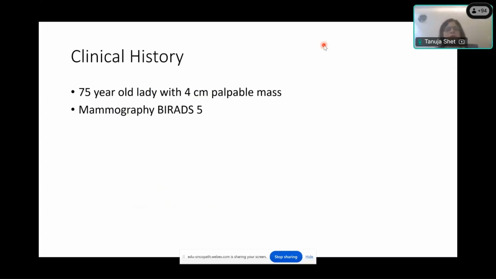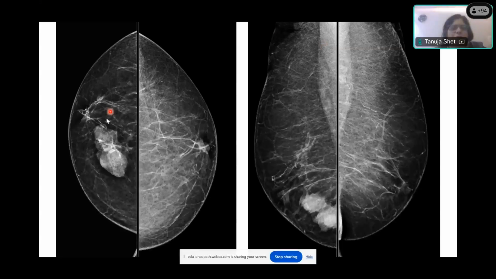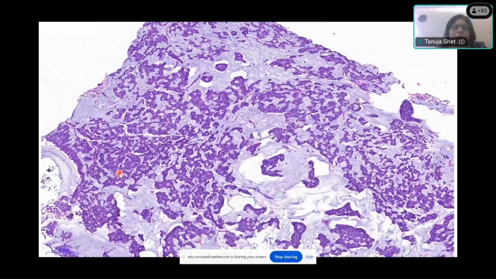So we move on to the second case. It's a 70-year-old lady with a 4 centimeter palpable mass. The mammography is clearly malignant. Now, this is a very unique radiology. What you see is a lobulated mass with varying amounts of intensities. You can see sometimes you have pouches of different intensity. And this is the unique appearance of a mucinous carcinoma of breast on mammography. And this is what you get.